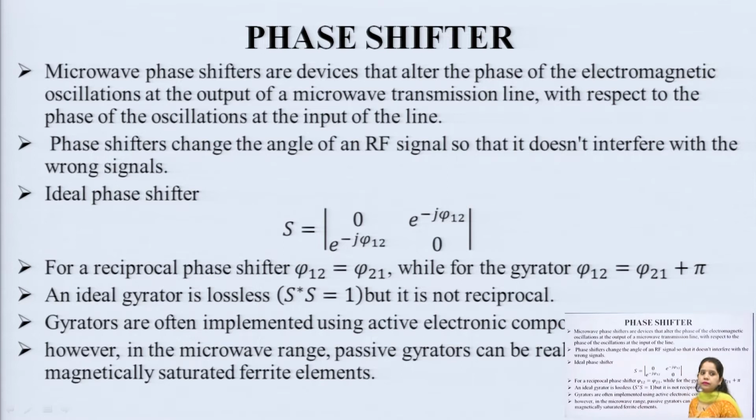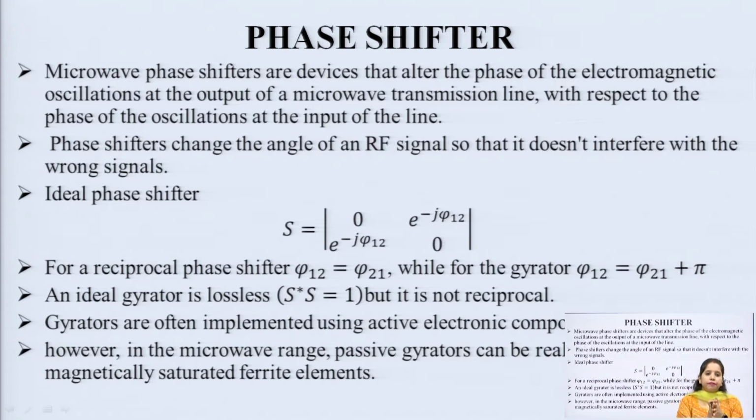Now comes the microwave phase shifter. The microwave phase shifters are devices that alter the phase of the electromagnetic oscillation at the output of a microwave transmission line with respect to the phase of the oscillation at the input of the line. The phase shifter plays a very important role, because as we have already seen in the magic T, hybrid T, or the directional coupler, the output at which the signal is received, and the point at which the signal is not received, depend only upon the phase difference.